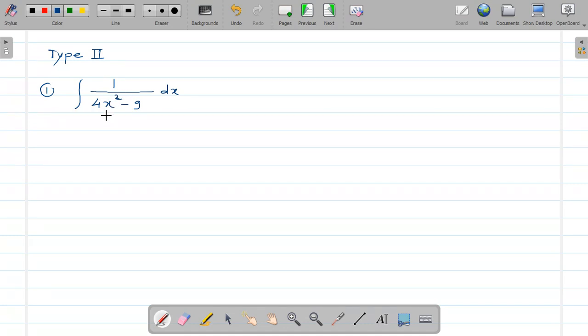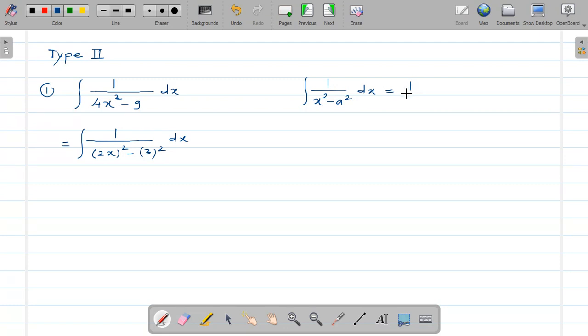See the term here, 4x square minus 9 means in all those results there is an x square and one constant term. So here the coefficient of x square is 4. Now how will you modify this function to solve this? Let us see here. So 1 upon 4x square minus 9 can be written as 2x bracket square minus 3 square. Now this is in the form of the result, that is 1 upon x square minus a square dx.